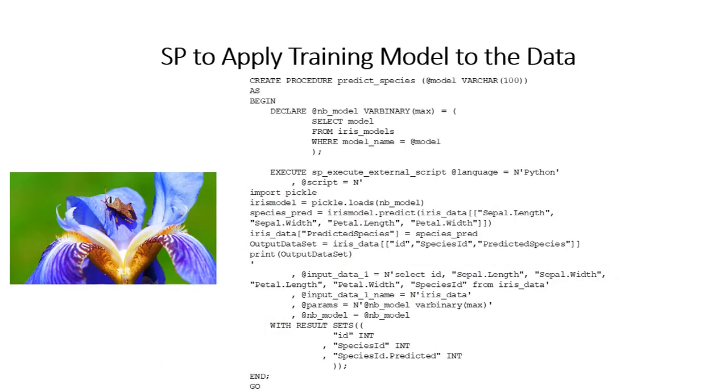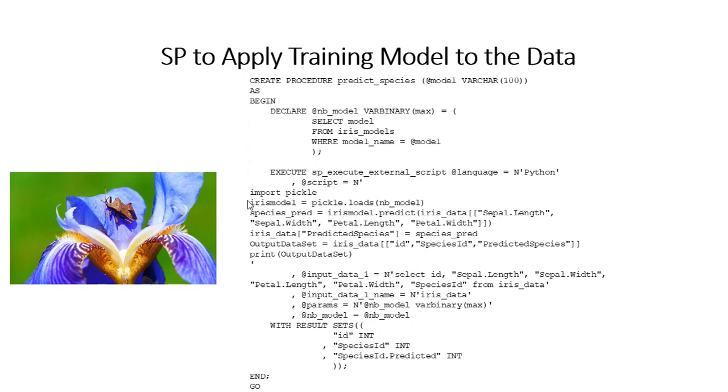Once we've built the training model, then we apply that training model to a majority of our data. Now, a rule of thumb is use 20% of the data to train your model, and then use 80% of your data against the model that was created by your training data. So here's our stored procedure.